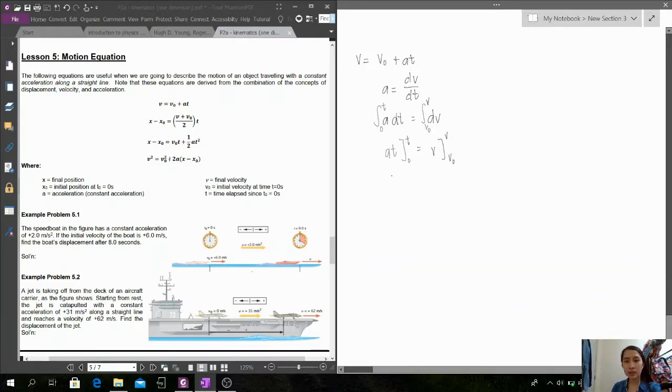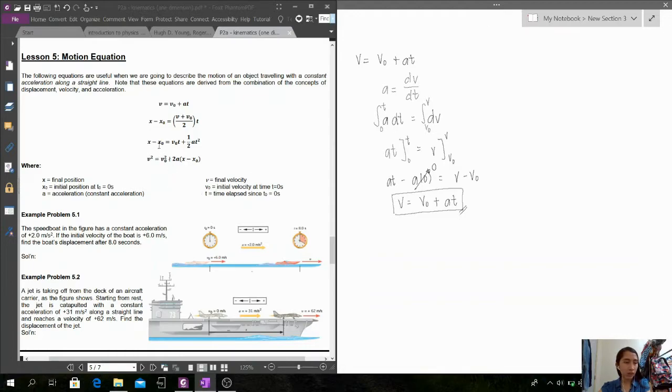So we can write at minus a times 0 is equal to v final minus the velocity initial. So this is equal to 0, and we have v is equal to v sub o plus the acceleration times time. So now we have the first equation.